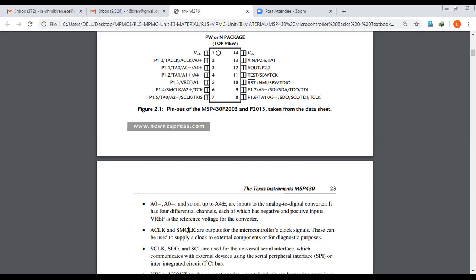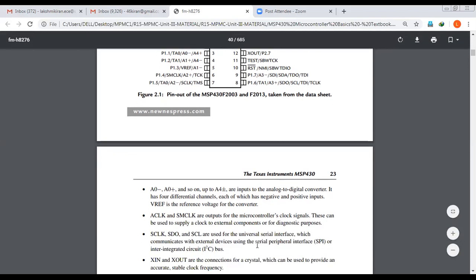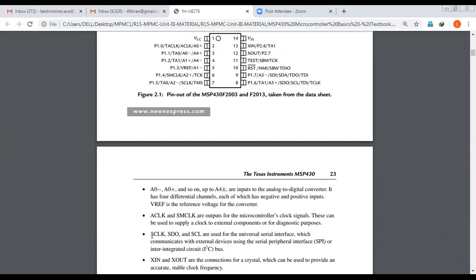A clock and SM clock are going to be the clock signals for the microcontroller to operate the CPU and various peripherals: A clock for the slow peripherals and SM clock for the fast peripherals. And coming to the next set, S clock, SDO and SCL. That is nothing but the serial interface clock, serial interface data line, serial interface clock line.